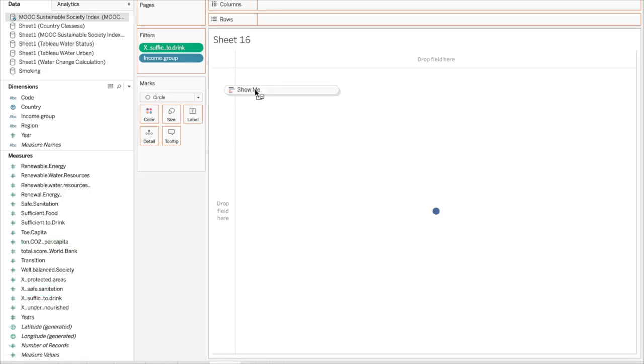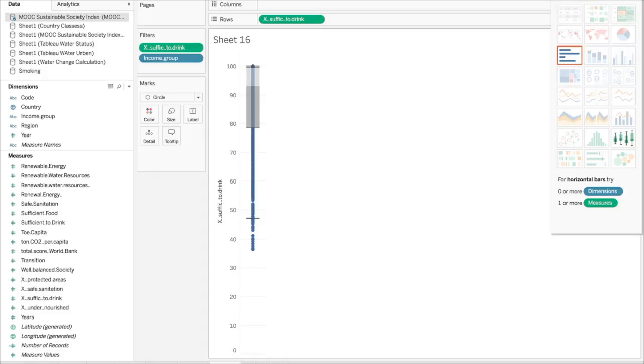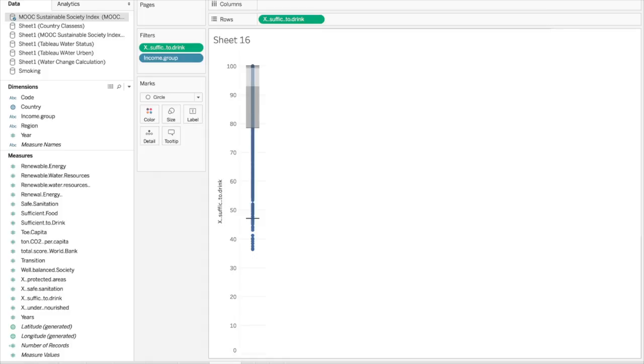So we'll drag the sufficiency to drink to the rows, and in the Show Me, we have already chosen the box and whisker plot here. And so immediately we see a box and whisker plot. A box and whisker plot is a great way to look at a non-number compared to a number variable.